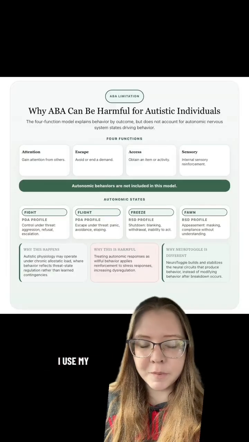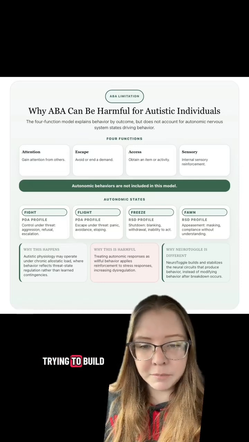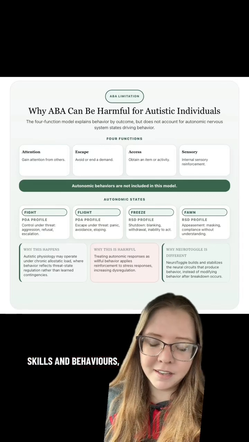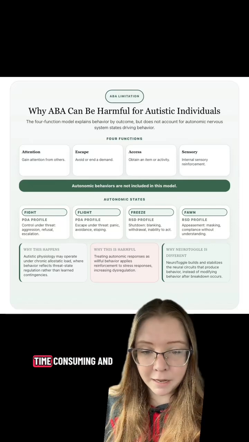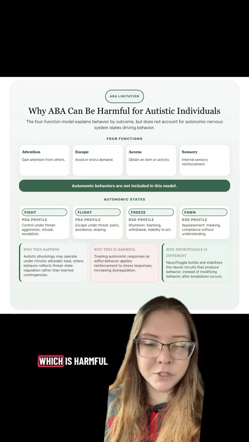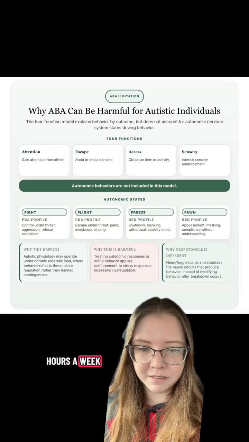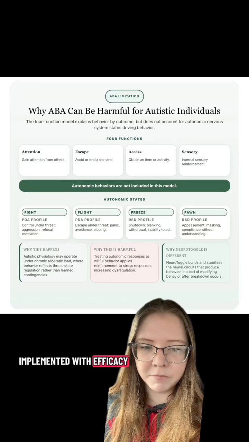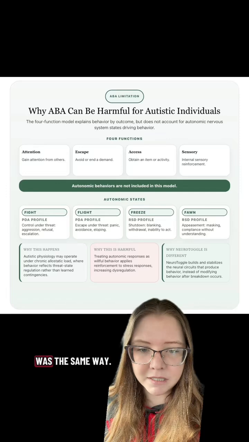I've mentioned that I use my neuroplasticity-based instructional framework, and when you're trying to build skills and behaviors, it's very repetitive work and very time-consuming and long-term. I compare it to ABA therapy, which is harmful, but in the way that ABA therapy takes 40 hours a week, implemented with efficacy to make a difference, NeuroToggle for Kylie was the same way.